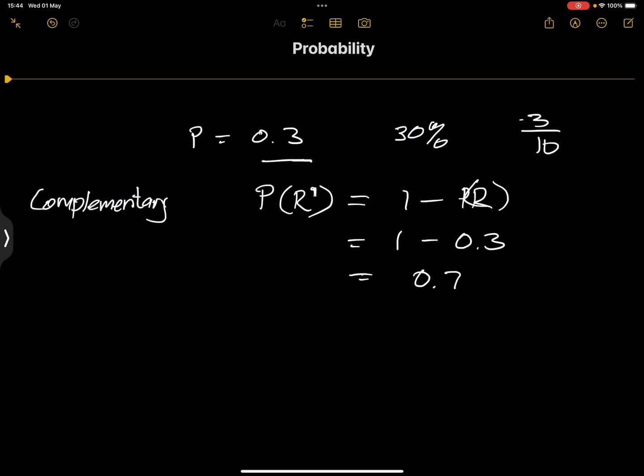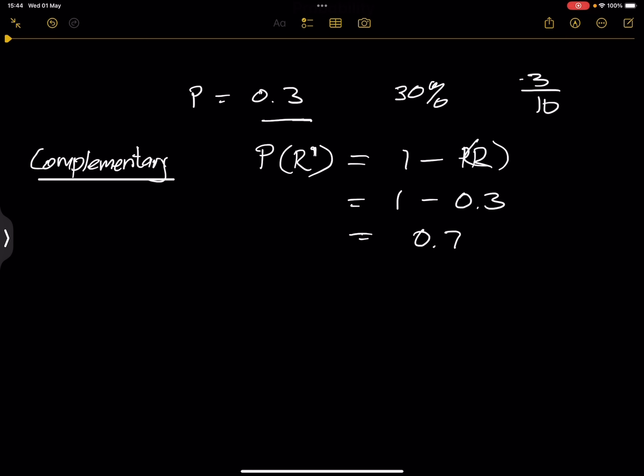Now you can think about it. If I say that there's 30% chance that it will rain, then it means that the chances that it might not rain are 70%. And that is all thanks to this guy called the complementary rule. So remember that when we use the complementary rule, the chance of something taking place and the chance of it not taking place must give us 1 at the end.